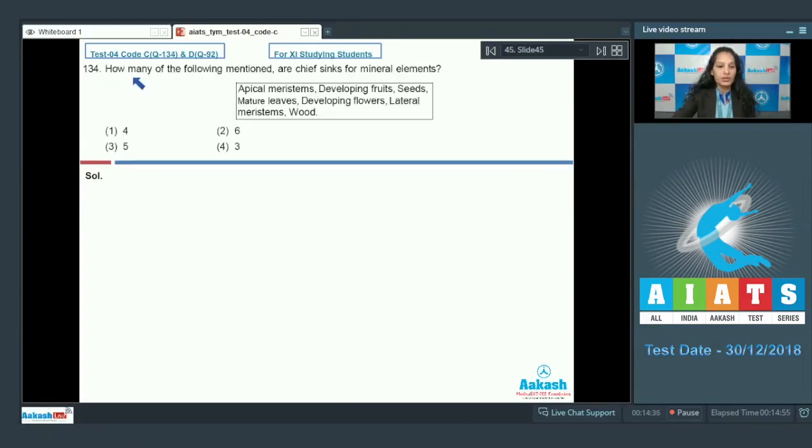Question number 134. How many of the following mentioned are chief sinks for mineral elements? Apical meristems, developing fruits and seeds, mature leaves, developing flowers, lateral meristems and wood. Option 1: 4, second: 6, third: 5, fourth: 3. The chief sinks for the mineral elements are the growing parts of a plant, such as apical meristems, developing fruits and seeds, developing flowers and the lateral meristems. Because they are growing, they need mineral elements, hence they are the chief sinks. So 1, 2, 3, 4, 5. So the correct option for the given question is option number 3. Let's move on to the next question.